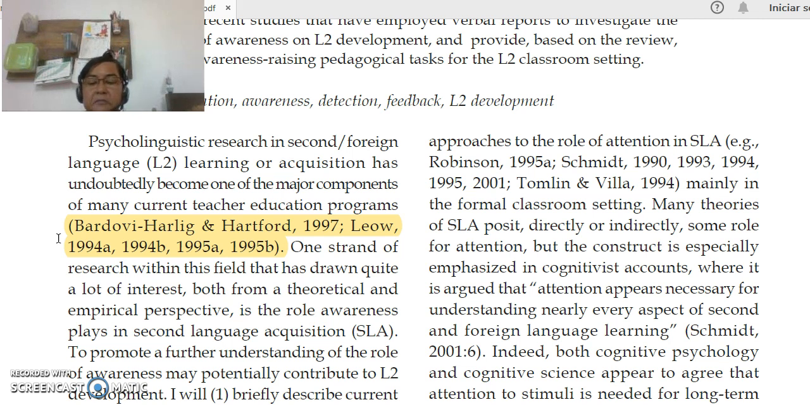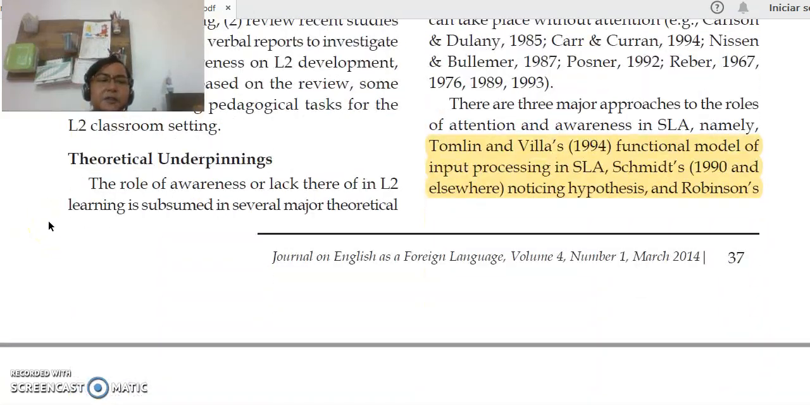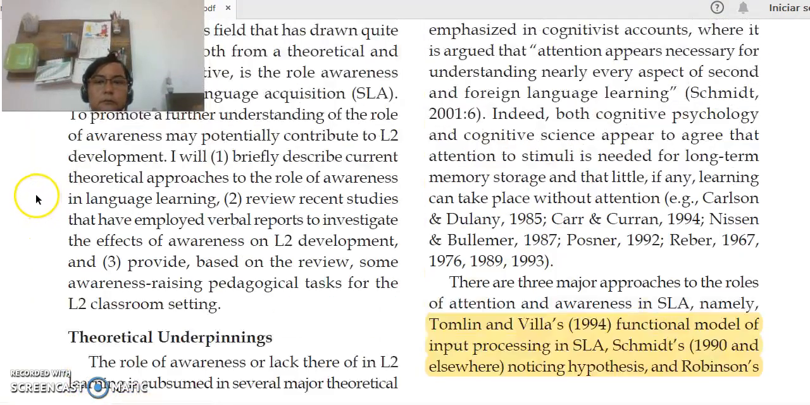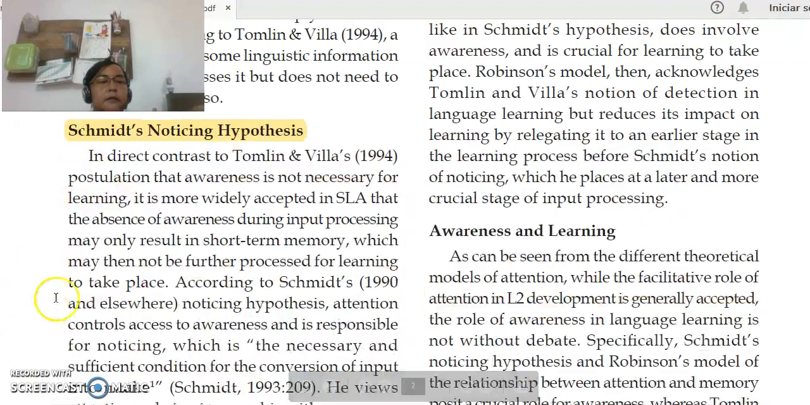This is from Smith 2019. We find in this article too the theoretical underpinning. Among the great approaches, we find three that tell us about the role of attention and awareness in the learning of L2 or a second language. We have the Smith noticing hypothesis.